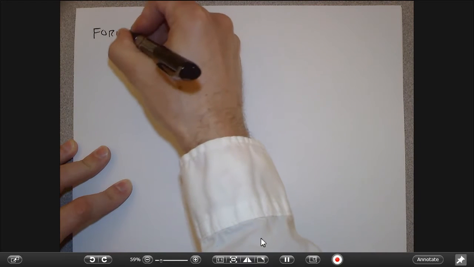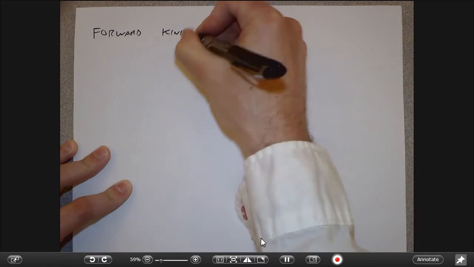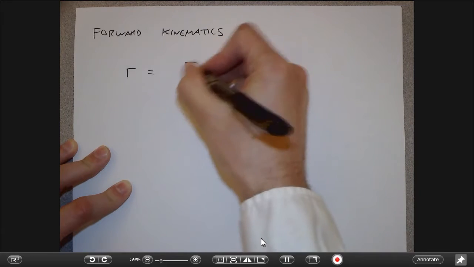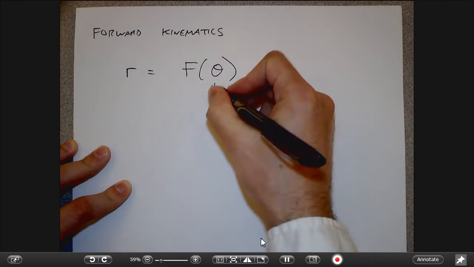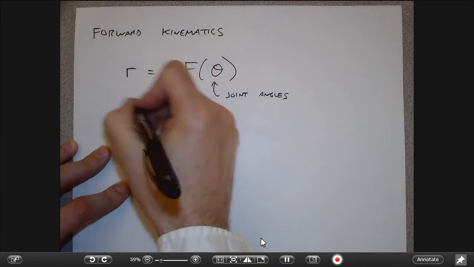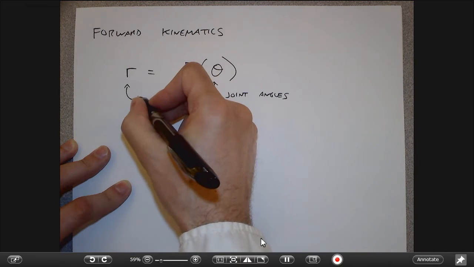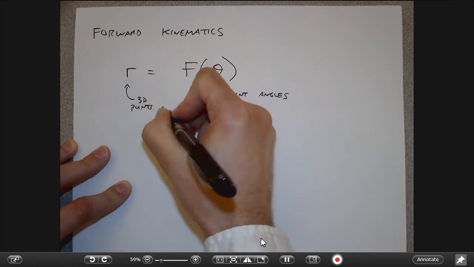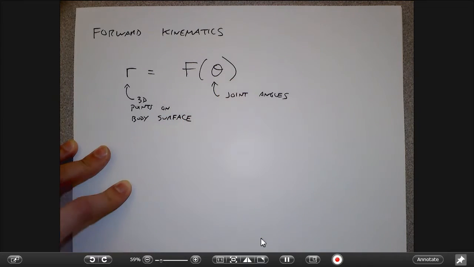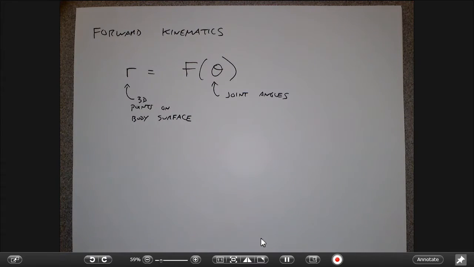So basically, forward kinematics is the following, where I have a formula like this that tells me, if I tell you all the joint angles and so on, can you tell me then where are the 3D points on the surface of the body? We talked about that last time, and this function, which I'm deliberately leaving uncomplicated as f, is made up of a whole bunch of trigonometry, right?